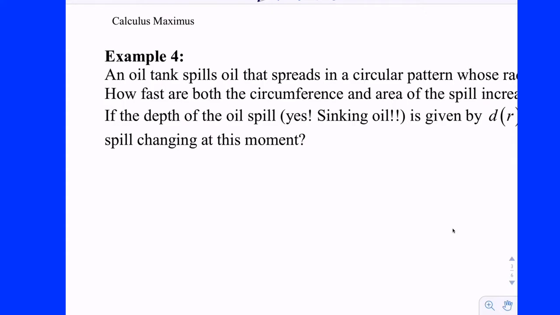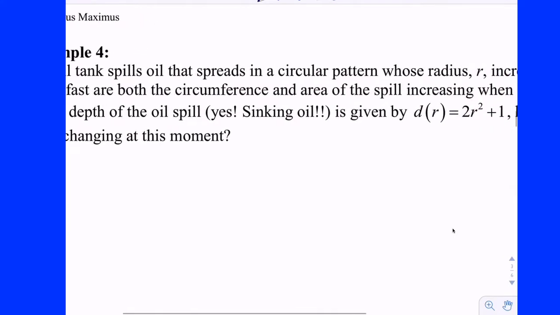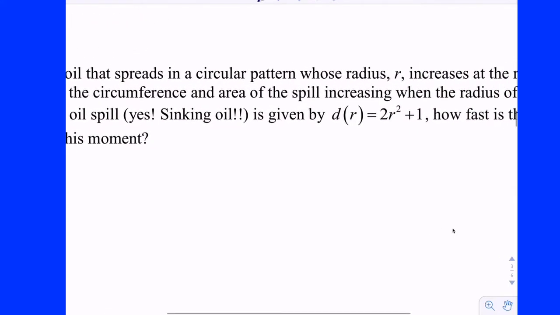An oil tank spills oil. Well, that's like 5 equals 5, right? That's what oil tankers do. They don't spill Mountain Dew. They spill oil. And they also don't just transport it without spilling it. They do spill it, right? It has happened, right?